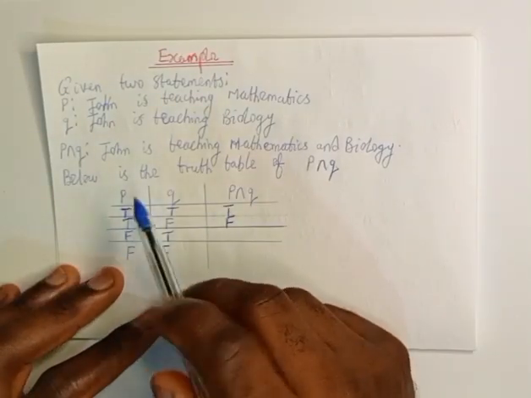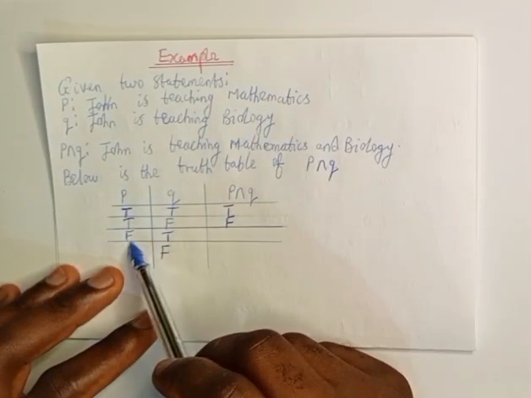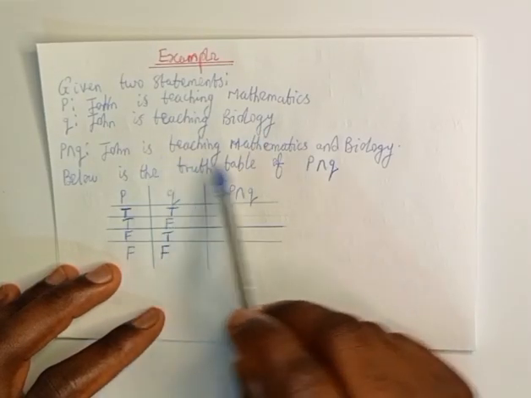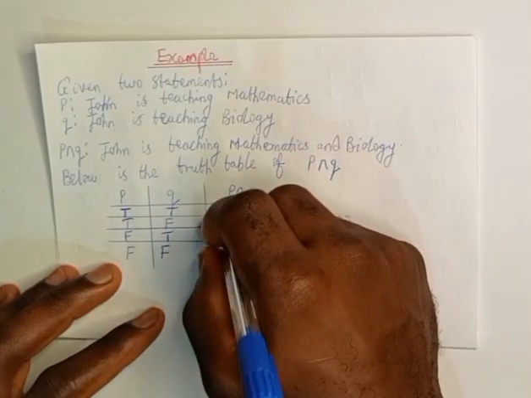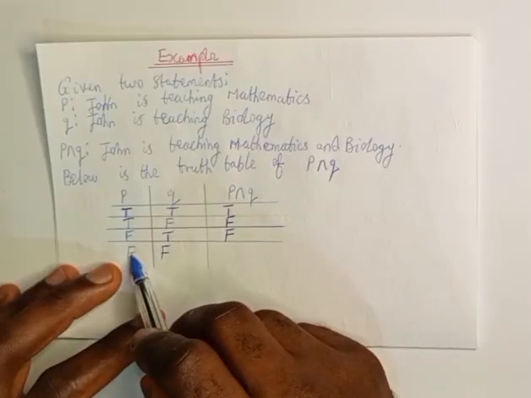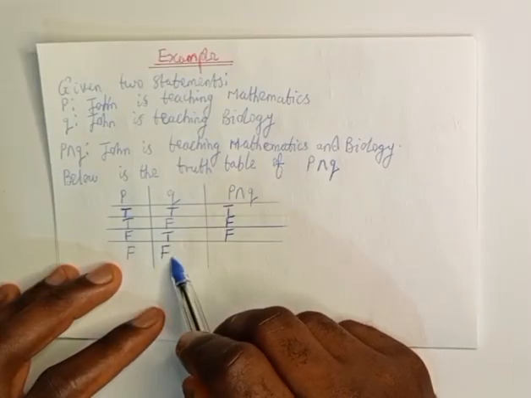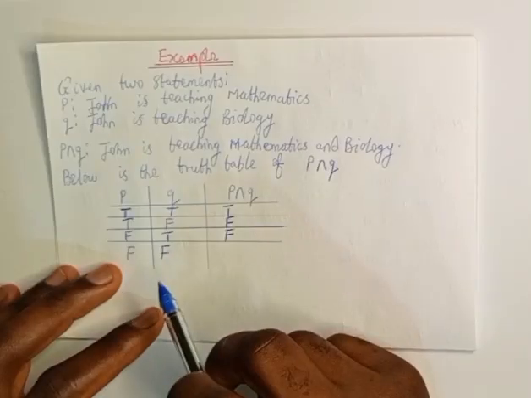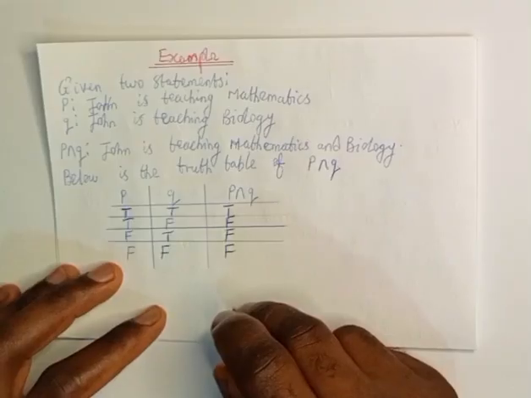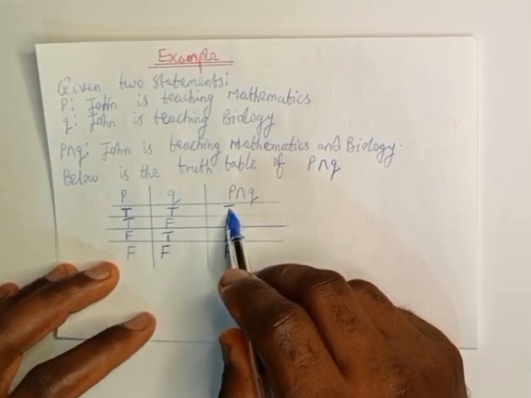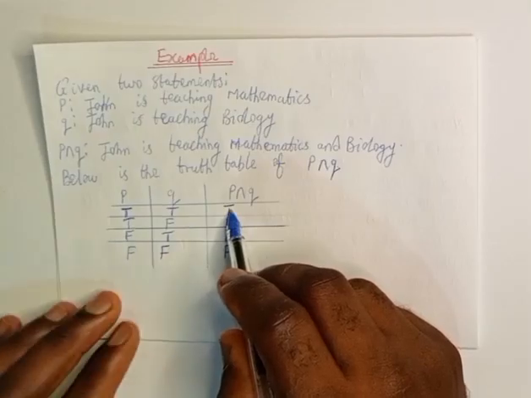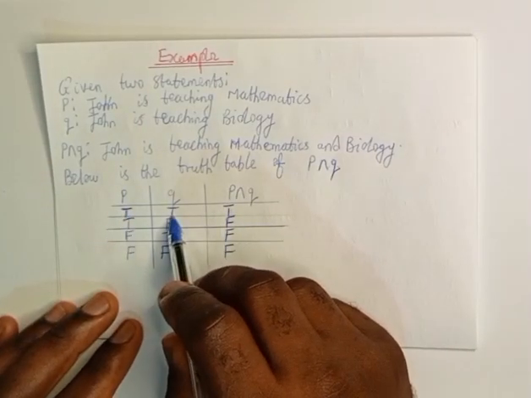We go to the next. John is teaching mathematics is false. John is teaching biology is true. Their conjunction, John is teaching mathematics and biology, is false. John is teaching mathematics is false. John is teaching biology is false. Their conjunction is false. You see, the conjunction of the two statements is true only when the two simple statements are true.